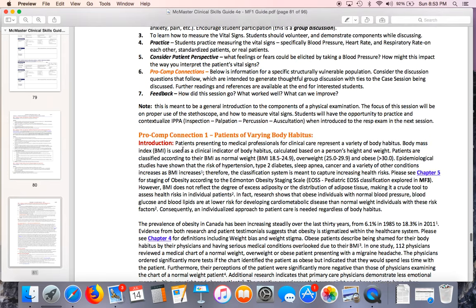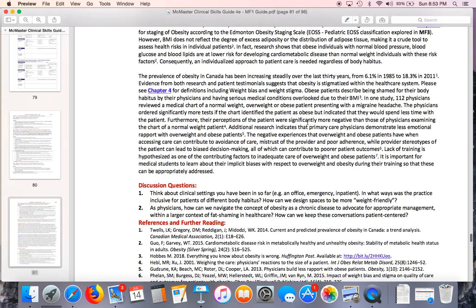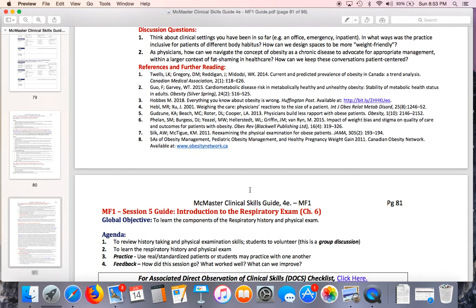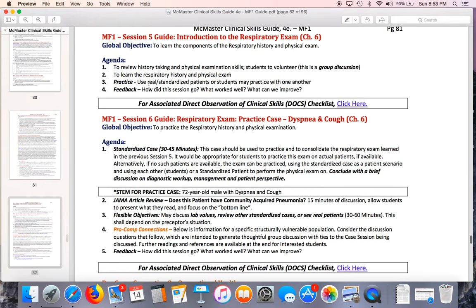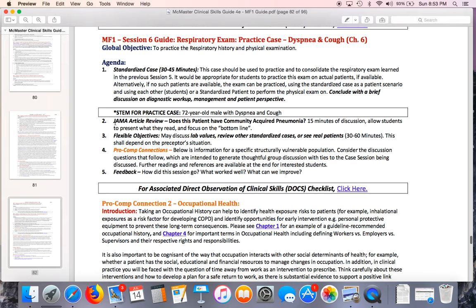And if you go up to the agenda, you'll see that this is a specific type of structurally vulnerable population, and a couple of very important questions to discuss with the students. This could be really, really helpful in thinking and reflecting for yourself as a clinician in training, and for the students, about how to integrate these components into the everyday histories and physicals that we perform. And if you go down to session 6, you'll also see that we've included a JAMA article, right? Does this patient have community-acquired pneumonia? And you see it's supposed to be a discussion.